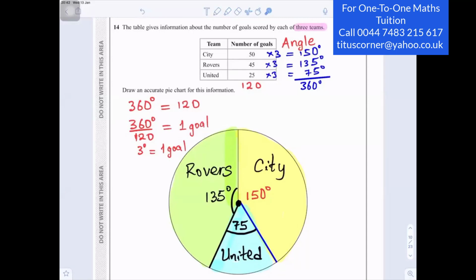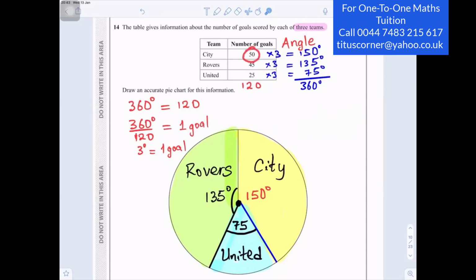That 120 goals is equivalent to the 360 degrees around the circle. So you want to share 360 degrees into 120 goals. So 360 divided by 120 gives you the angle for one goal. That means it's 3 degrees. One goal is an angle of 3 degrees.